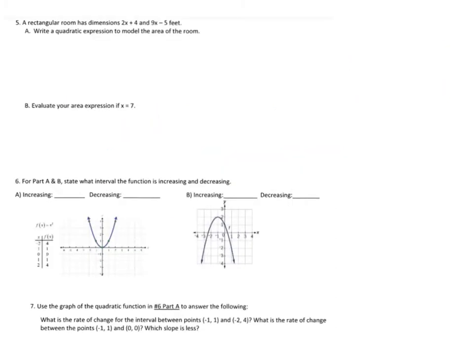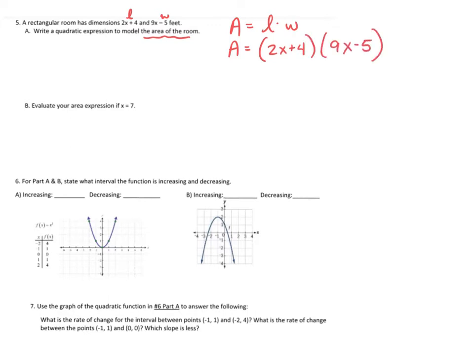So we're on question 5 now, and it says that we have a rectangular room with dimensions of 2x plus 4 and 9x minus 5. So if we want to find the area of that room, we got to do the length times the width, or the base times the height, however your teacher taught you to do it. Length times width. So one of those dimensions will be the length, the other will be the width, and we're going to just plug it in. The area equals 2x plus 4 multiplied by 9x minus 5.